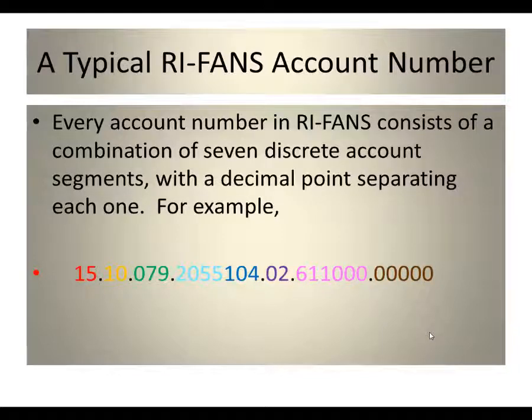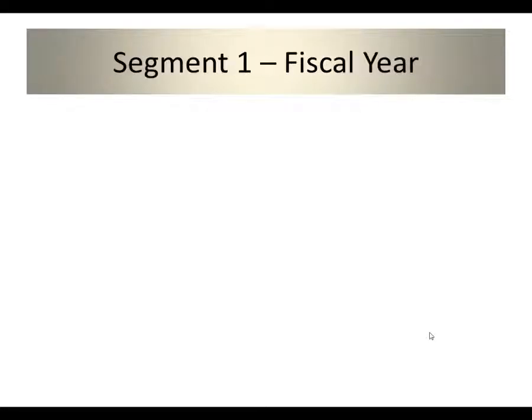15.10.079.2055104.611.000.00000 as our example in this tutorial. I will explain what each segment signifies and the range of alphanumeric values that are acceptable for each segment.